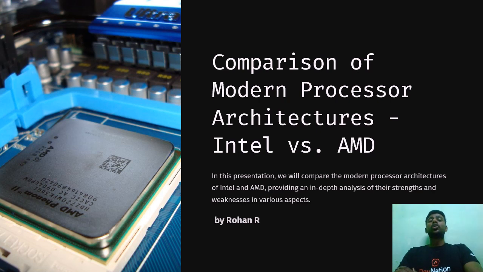Myself Ronar. Today we are going to study the comparison of modern processor architecture. To compare modern processors, we are taking Intel and AMD processors. In this presentation, we will compare the modern processor architecture of Intel and AMD, providing an in-depth analysis of their strengths and weaknesses in various aspects.